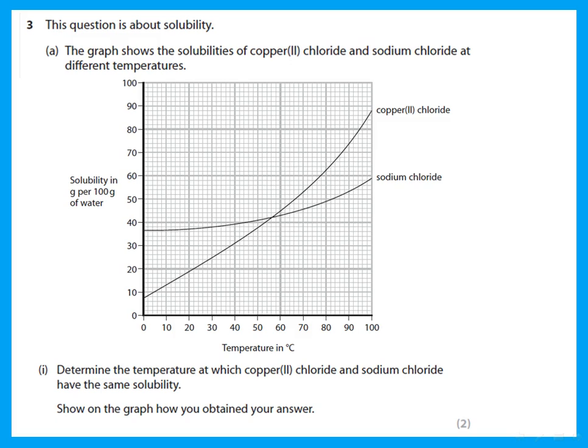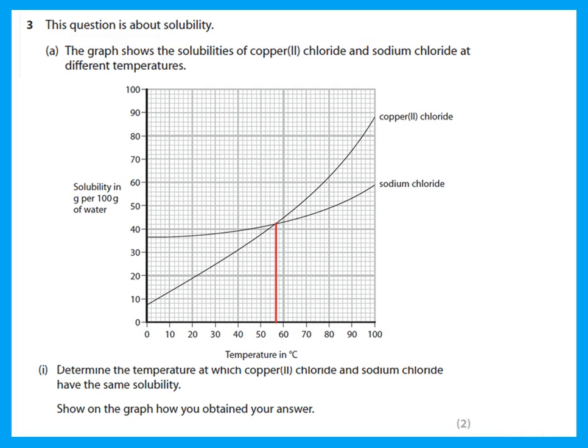The third question here says, this question is about solubility. The graph shows solubilities of copper(II) chloride and sodium chloride at different temperatures. Determine the temperature at which copper(II) chloride and sodium chloride have the same solubility. Of course, when they have the same solubility, that is when they meet together at the same point. So you go down, he wants the temperature. If you read the temperature from there, it is 57 degrees Celsius. Remember, he says, show on the graph how you obtained your answer. So you have to draw that line or you will lose a mark.